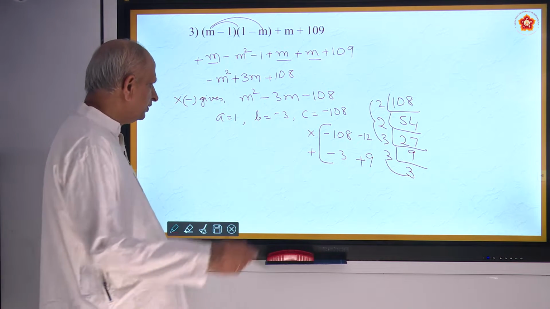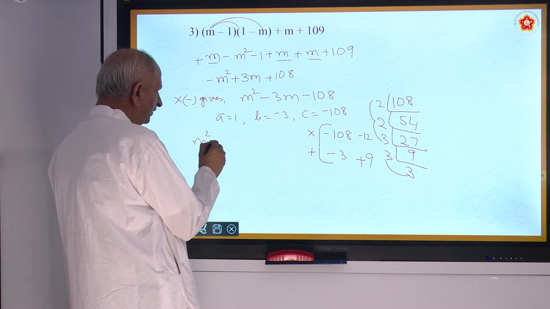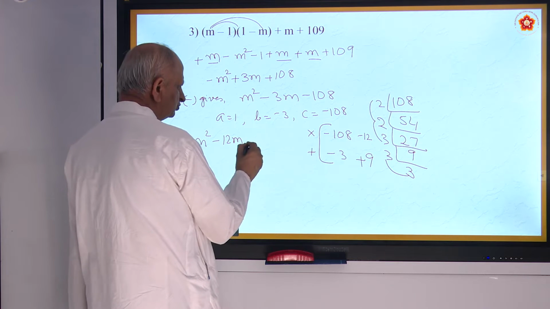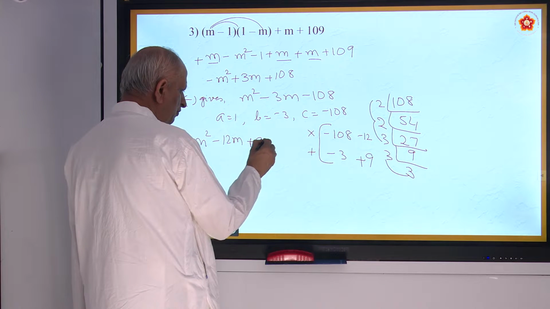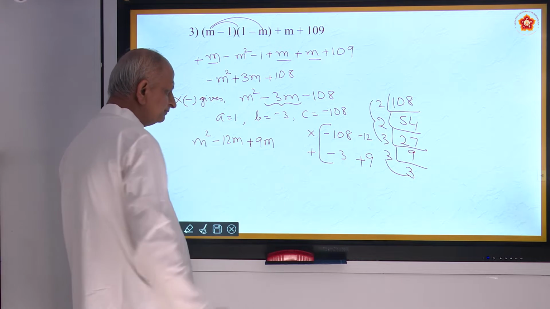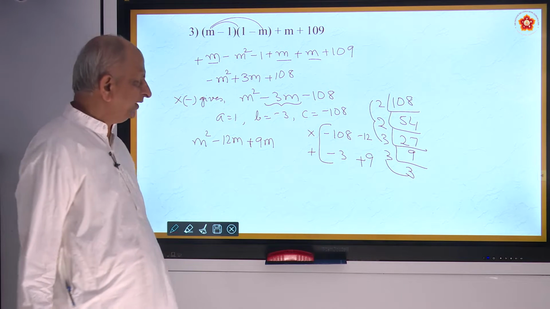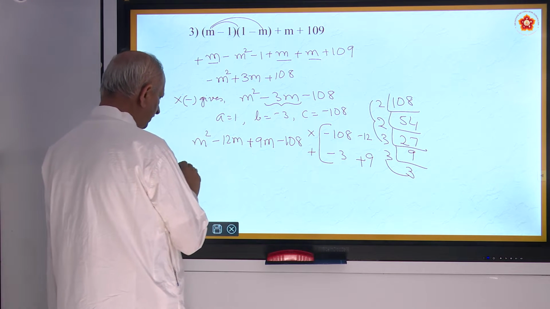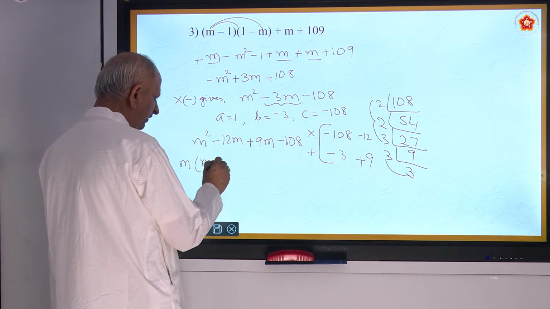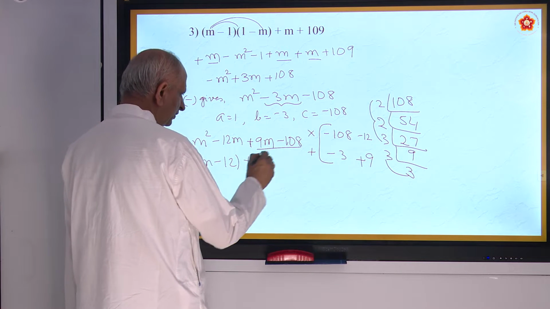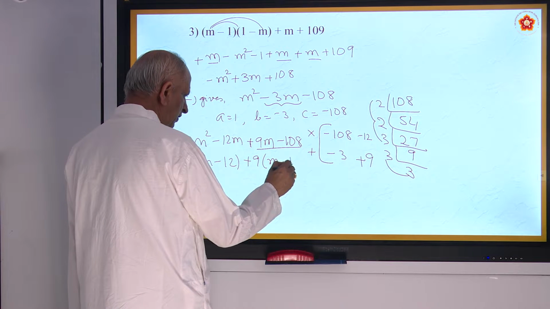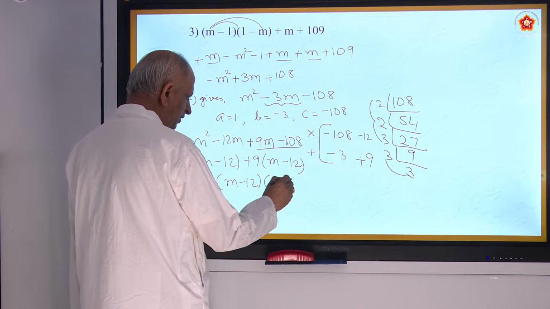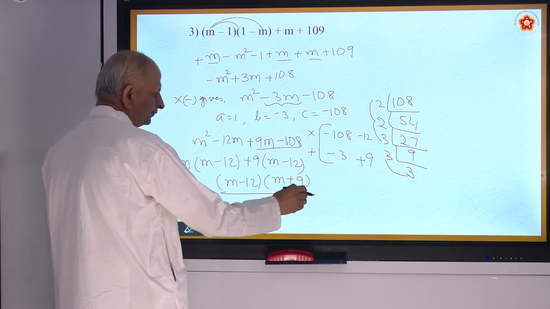Correct? So you have m squared minus, what shall I write? 12m, one more, plus 9m. What have you done now? We have split the middle term. Split the middle term, that's all. Minus 108. And now we take common factor m outside, m minus 12. Here what is common? 9, m minus 12. You have m minus 12 into m plus 9. That is the answer.